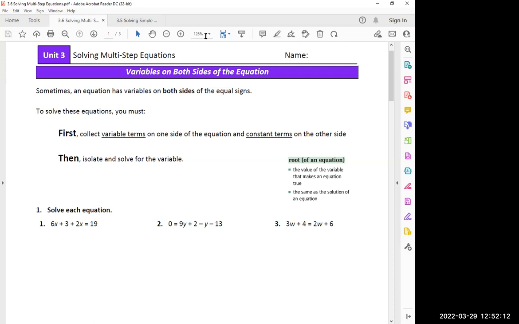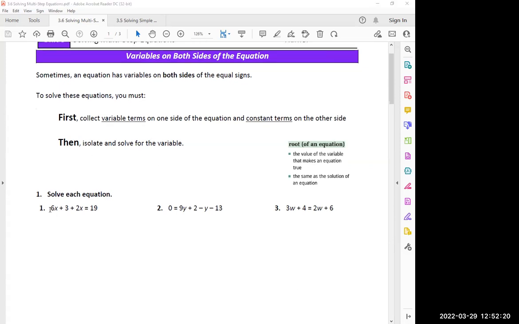There are two things I would like you to consider today. Number one, there will be situations where you have to group like terms first because there's two x's right now. How are you going to solve for two of them? That's more work than is necessary.